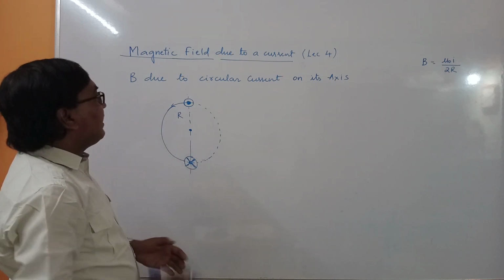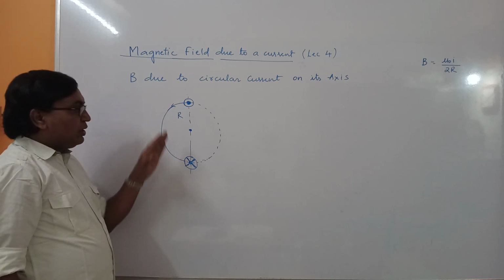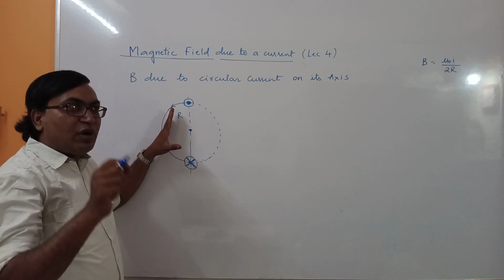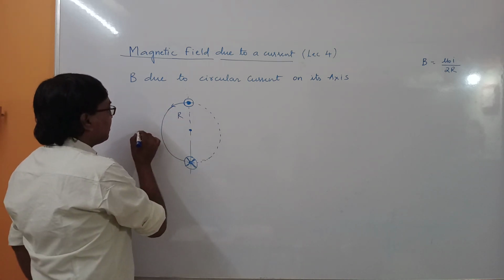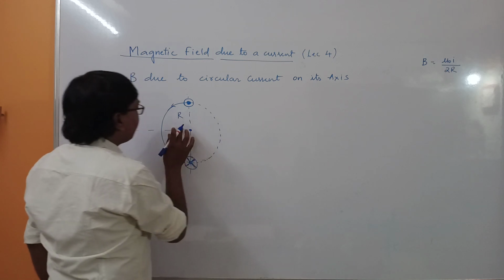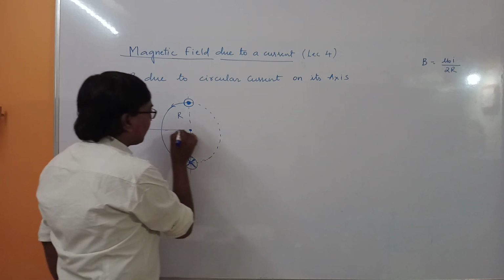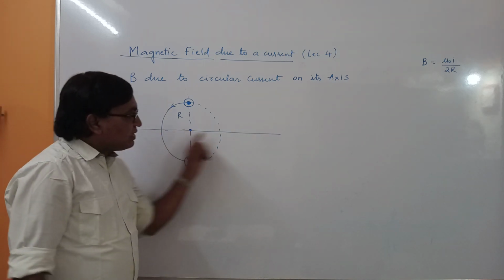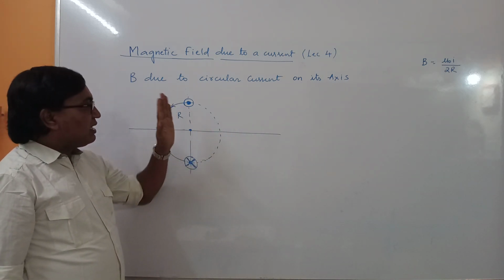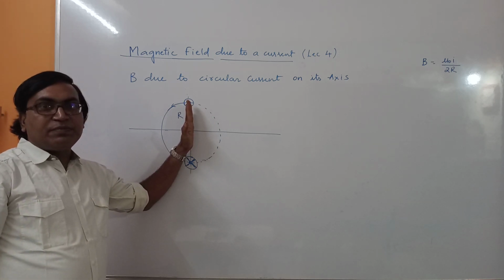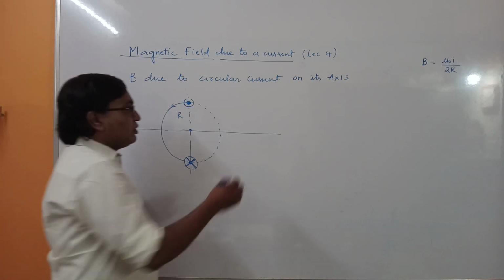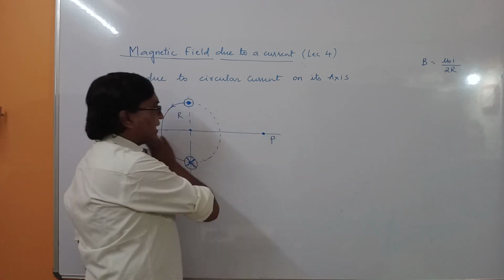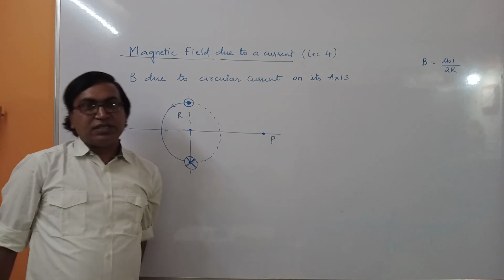Now we want to find out the magnetic field due to this circular current on its axis, or about a point which is on the axis. The axis is in the plane of the board, and this circular loop is perpendicular to the plane of the board. Okay, so we'll take some point P. We'll find out the magnetic field on the axis. This is the axis of this circular loop.